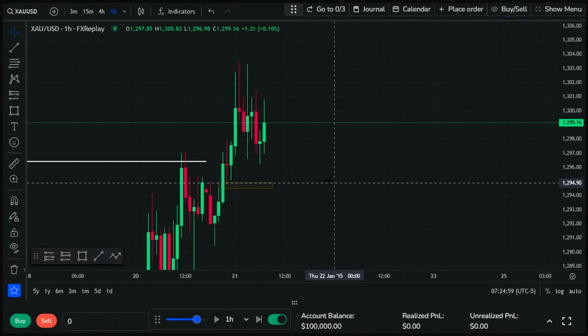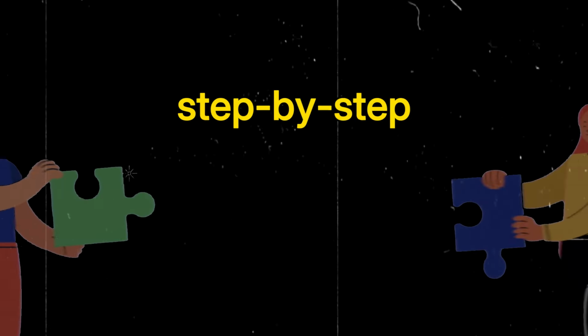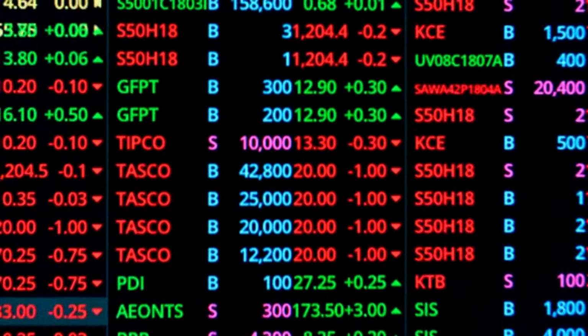But here's the good news. You don't need to be a trading expert to understand it. I'm going to walk you through each piece, step by step, so you can see exactly how it works and why it's so effective. Let's get straight to the heart of trading the unicorn model.